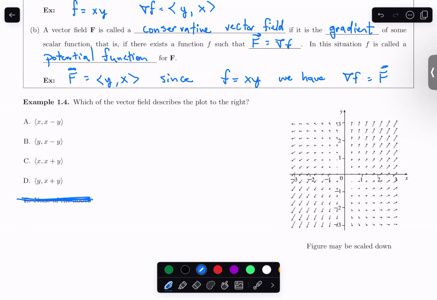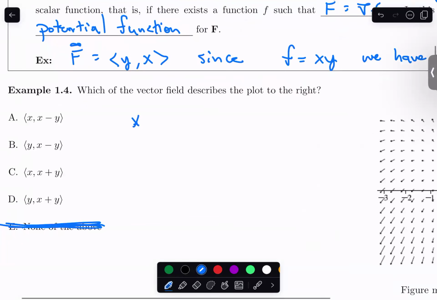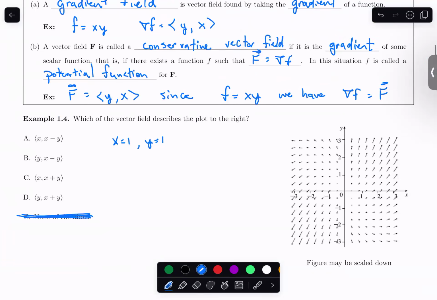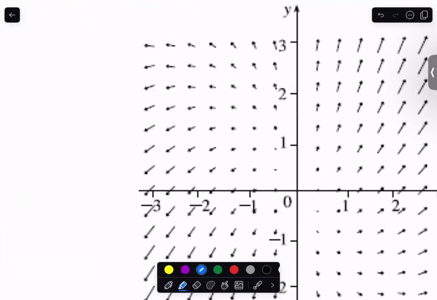So the technique that we're going to use to try to identify which vector field this could be is that we're going to choose a specific point and see what the vector looks like at that point for each one of these vector fields. So let's go ahead and maybe start. I'm going to choose the point when x is equal to 1 and y is equal to 1. If I was to try my best to identify where that is, it doesn't look like I have a vector exactly right there. So let's go ahead and maybe add one and guess kind of what it would look like.